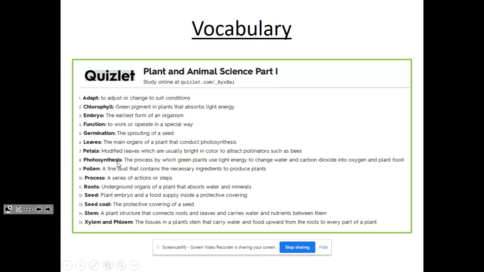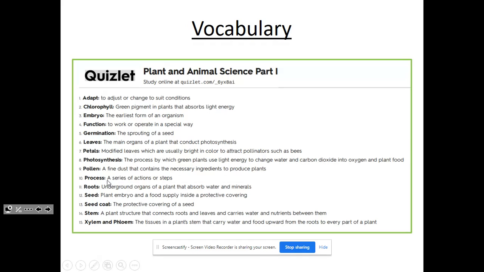Here's number 8, photosynthesis. That's the process by which green plants use light energy to change water and carbon dioxide into oxygen and plant food. They're living creatures just like we are. They need carbon dioxide and oxygen as part of their bodies as well, and they need the sun in order to help create this process. So they use light energy in order to survive. Pollen is a fine dust that contains the necessary ingredients to produce plants. Pollen, we know that. That's what makes us sneeze.